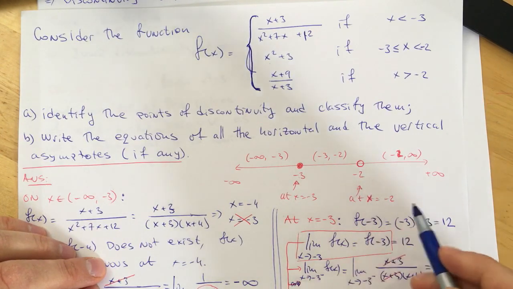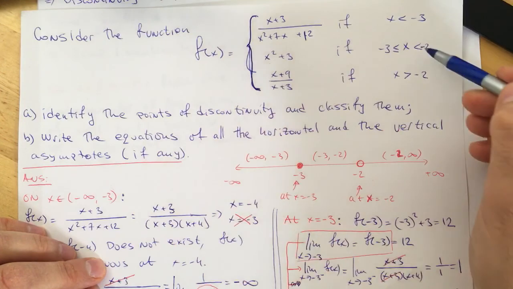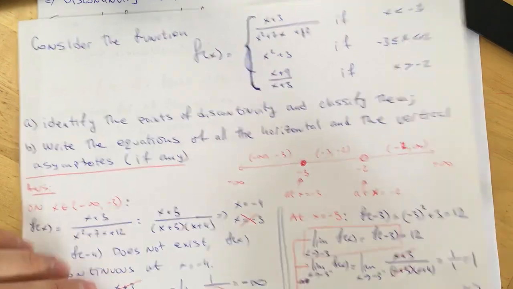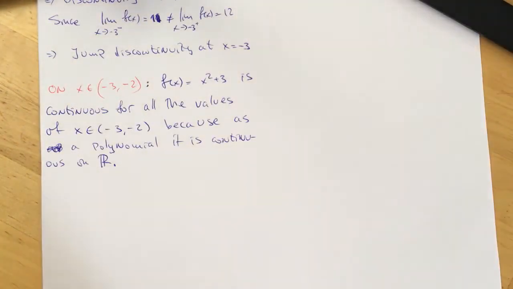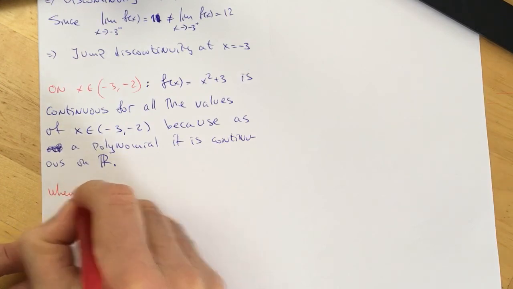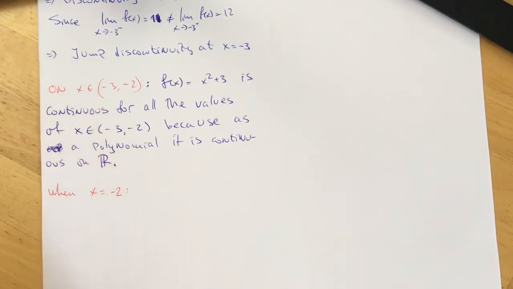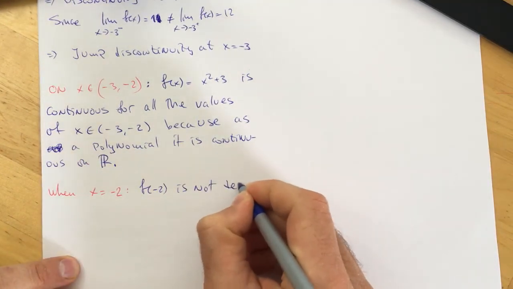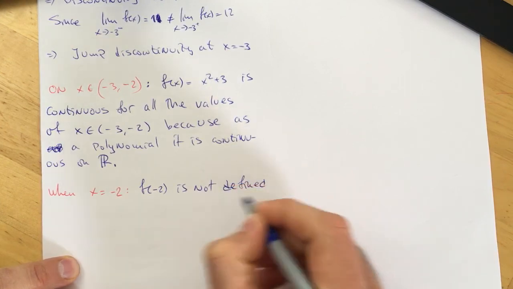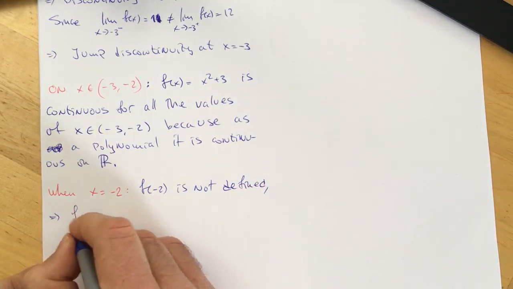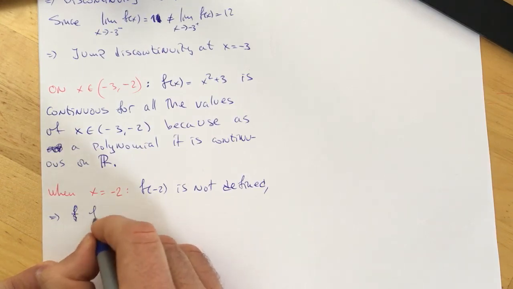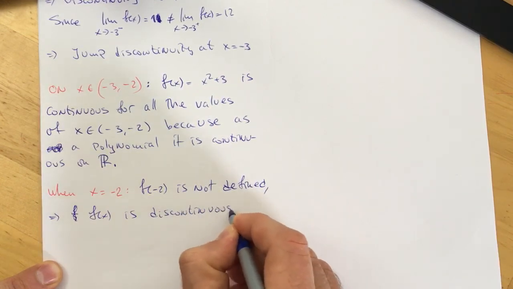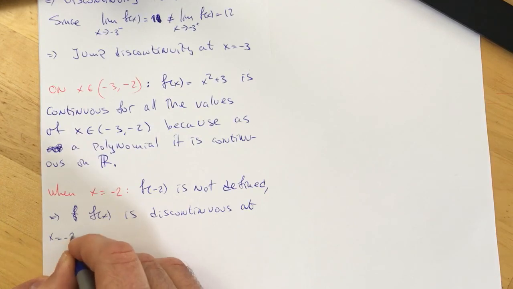Now we are at negative 2. And as I can see, the function is not defined when x is equal to negative 2. Basically, f of negative 2 does not exist. So right away, we can see that we're talking about discontinuity. When x is equal to negative 2, f of negative 2 is not defined, or it does not exist, right? Which means f of x is discontinuous at x is equal to negative 2.